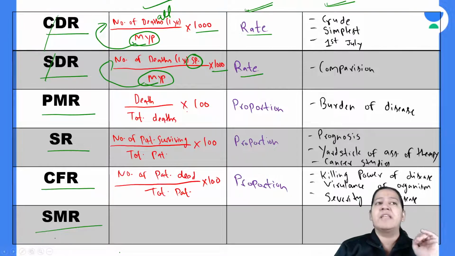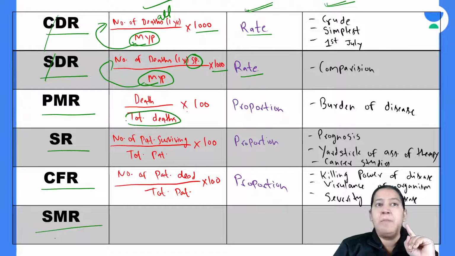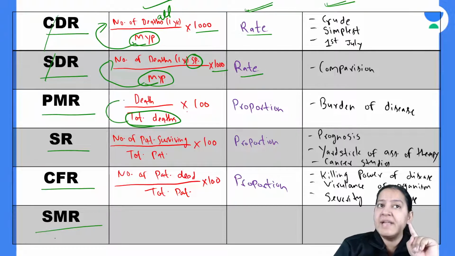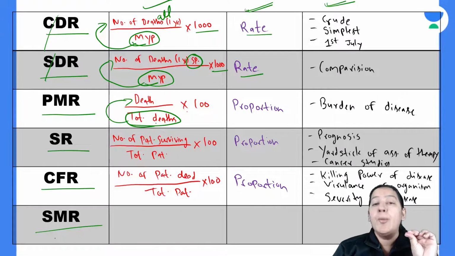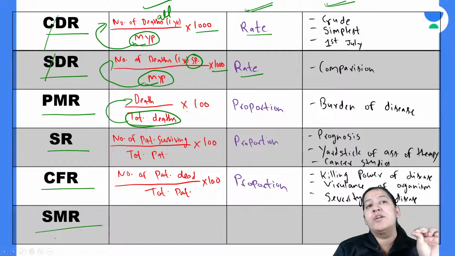We have seen the third thing, proportional mortality rate. Here the denominator is not the mid-year population. The denominator is total deaths. Out of total deaths, how many occur due to a specific reason? How many deaths occur due to TB? How many due to diabetes? Into 100. So the numerator is a part of the denominator, but the multiplier is not 1000, it is 100. That's why it is a proportion.